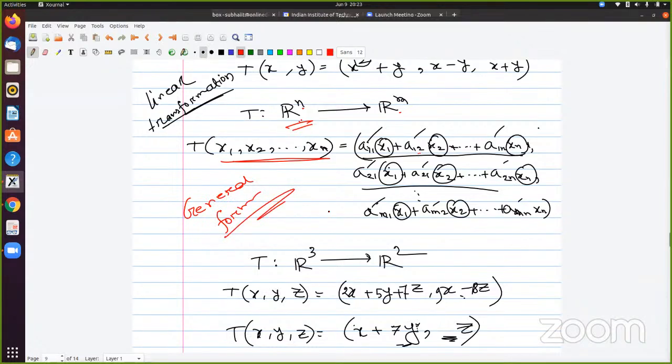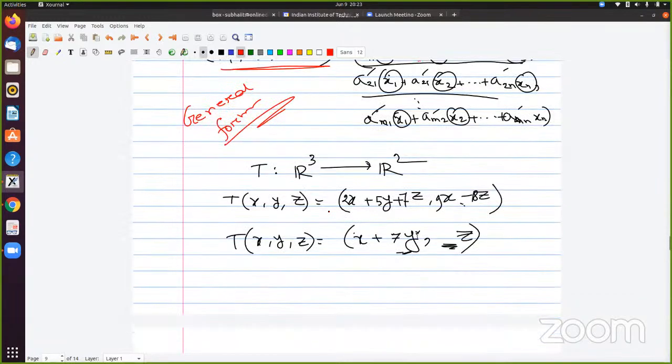So all this linear transformation must be of this form. Here we have x, y, z, and here we have only two. So this is our linear combination of x, y, z, and here there is no y. So the coefficient is 0 basically for y.